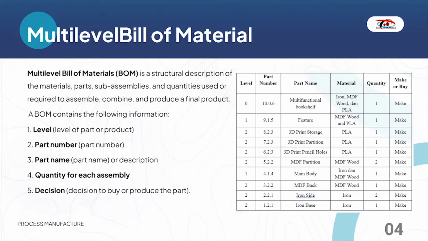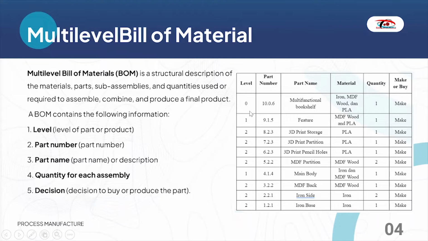The next one is multilevel bill of material. The definition of multilevel bill of material is a structural description of the materials, parts, subassemblies, and quantities used or required to assemble, combine, and produce a final product. As you can see on the screen, there is a table that shows the level, part number, part name, material, quantity, and make or buy. The level shows the level of the part of the product. There are level 0, first level, and second level.